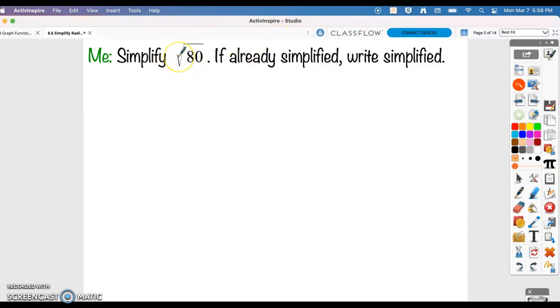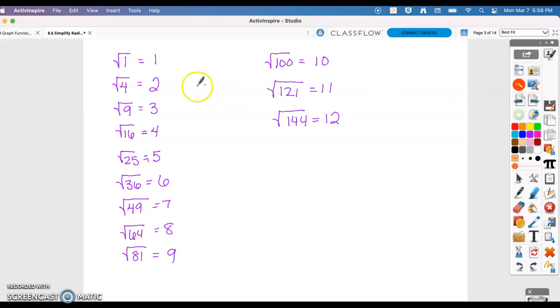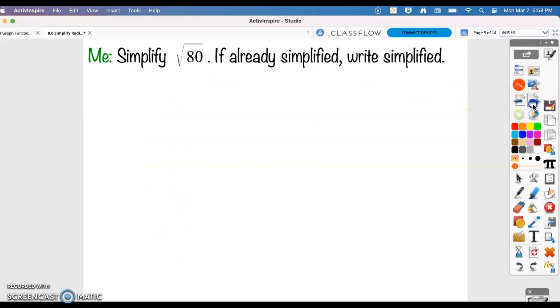So square root of 80. If we go back and look at our list, square root of 80 is not on here. It's not perfect. But we want to simplify this as much as we can. And we do that by breaking it apart into two numbers, or however many numbers you can multiply together to get 80. And I want one of those to be a perfect root so I can simplify it. I can multiply 16 times 5. 16 times 5 does equal 80. And 16 is one of those perfect roots.